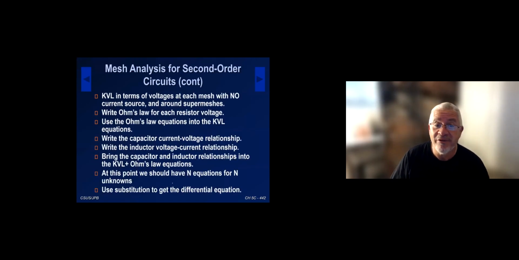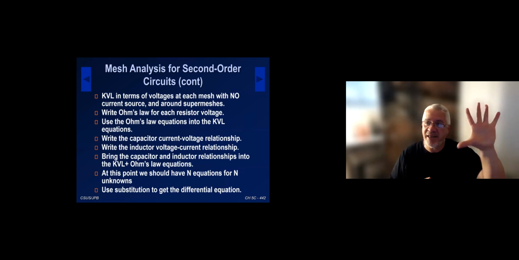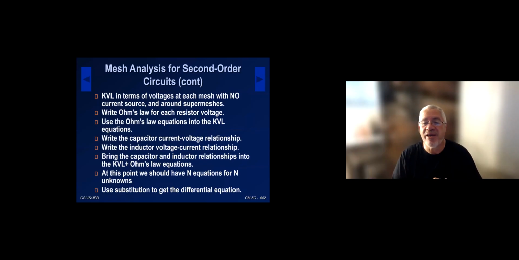So final set of instructions here. You do KVL in terms of voltages, just like I want you to do KCL in terms of current, and we do it at each mesh with no current source. So mesh with no current source and around super meshes. Okay, so two things. We have KCL at regular node and then super node. In mesh, we have KVL in mesh with no current source and around super meshes.